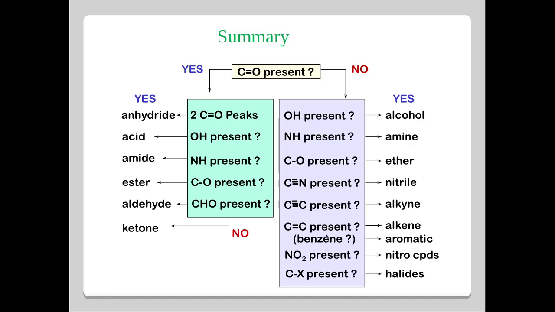If this is not present, look for C double bond C vibrations in the range of 1400 to 1600 centimeter inverse. If there are multiple peaks, it could be a benzene or aromatic ring system. If there is just one peak, it could be an alkene.